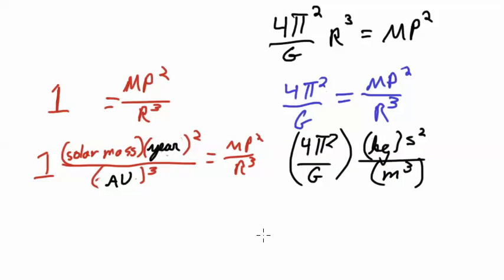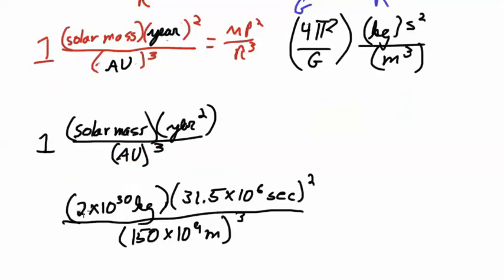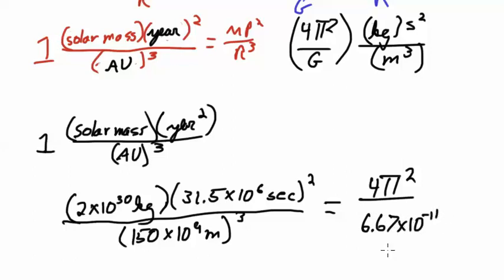So now this becomes a problem that I can actually approach, because it's simply a conversion of a unit to another unit. The mass of the sun is 2 times 10 to the 30th kilograms. The length of a year is 31.5 million seconds, and 1 astronomical unit is 150 billion meters. And what we're going to be comparing that to is 4 pi squared over G. G is 6.67 times 10 to the negative 11th.